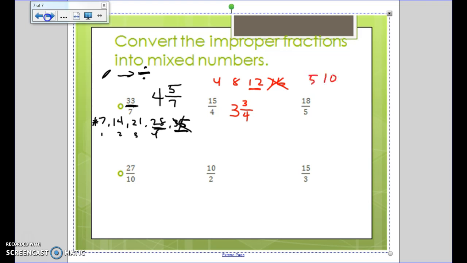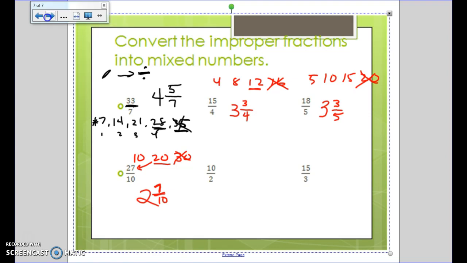18/5. Okay, 5, 10, 15, 20. Okay, 20 is too far, so I know it fits in 3 times. And not all of the next 5 will fit in, because that would be 20. Only 3 of the next 5 would fit in. 16, 17, 18. Okay, again, 27/10. 10, 20, 30. Okay, 30 is too far, so I know 2 wholes fit in. And then going from 20 to 27, that's 7 of the next 10 that will fit in.